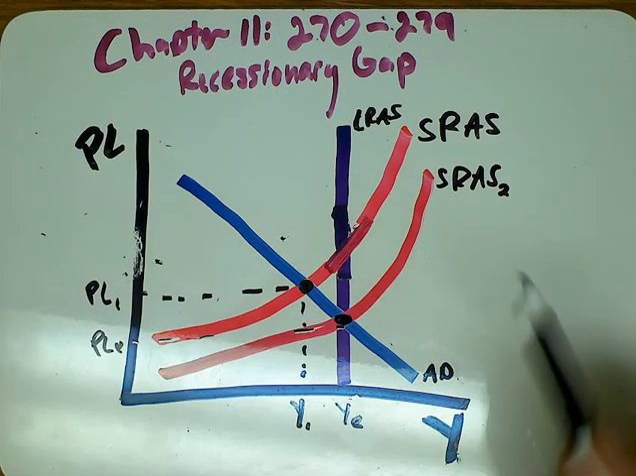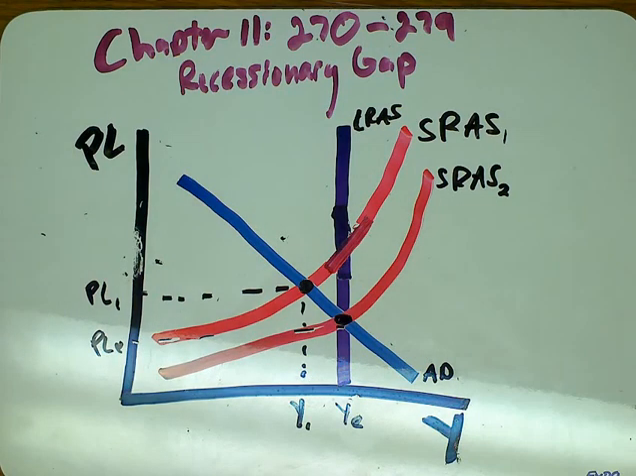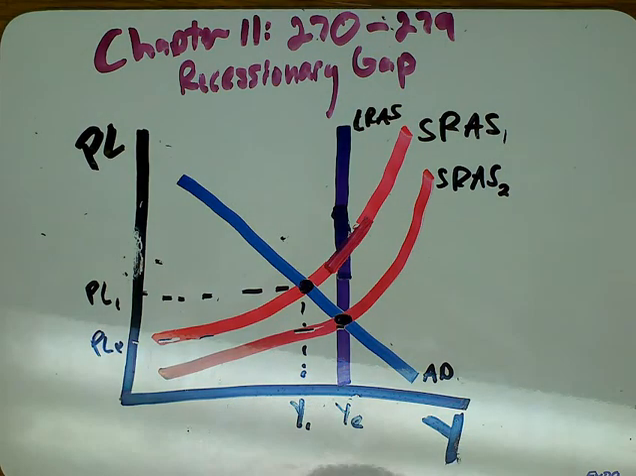Then we will see a shift from SRAS1 to SRAS2. If there's fewer regulations on businesses, perhaps you could see an increase in short-run aggregate supply. Or if there's a decrease in taxes on business, a reduction in trade barriers like tariffs and stuff like that, or a reduction in any input price, that's going to cause an increase in aggregate supply. And that's how you could eliminate a recessionary gap.